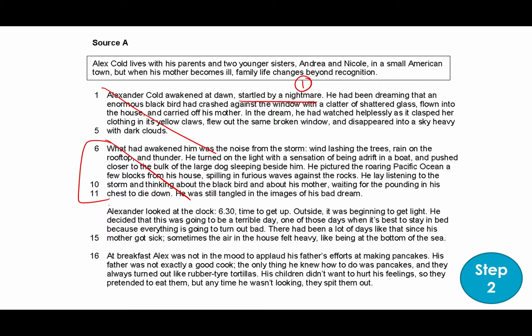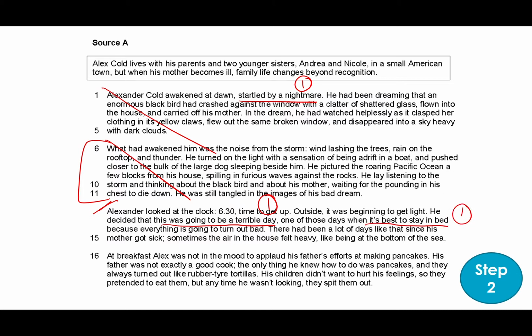Let's have a look from here then. "So Alexander looked at the clock, 6:30, time to get up." I'm going to skim and scan. Can I see any quotes? Yeah, okay. "This was going to be a terrible day." People who struggle to cope often have a negative view of that. And I think I like this one. "It's best to stay in bed."